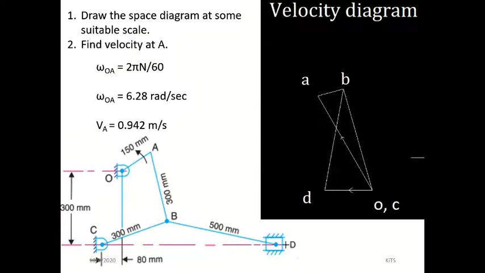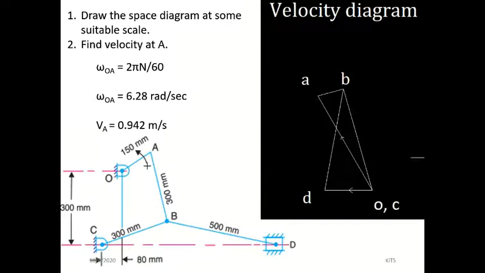For the piston, it will be a parallel line. But for the other links, you have to draw a perpendicular line, like this. This is perpendicular. This is also a perpendicular line. I don't know on which side it will be, but it will be like this only.